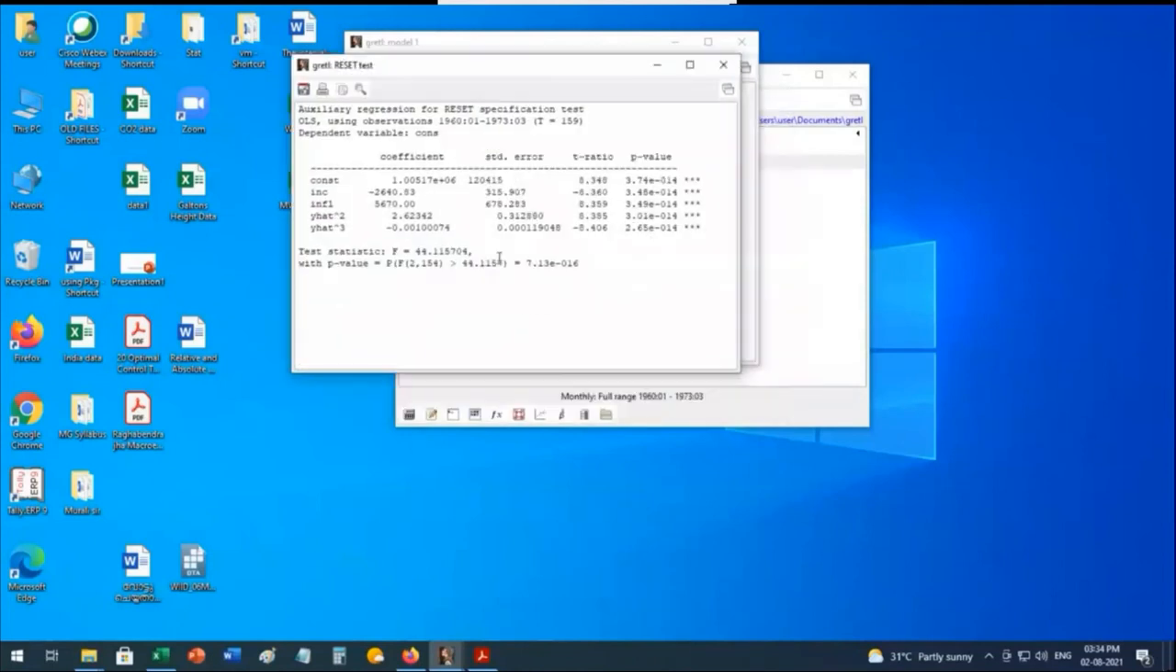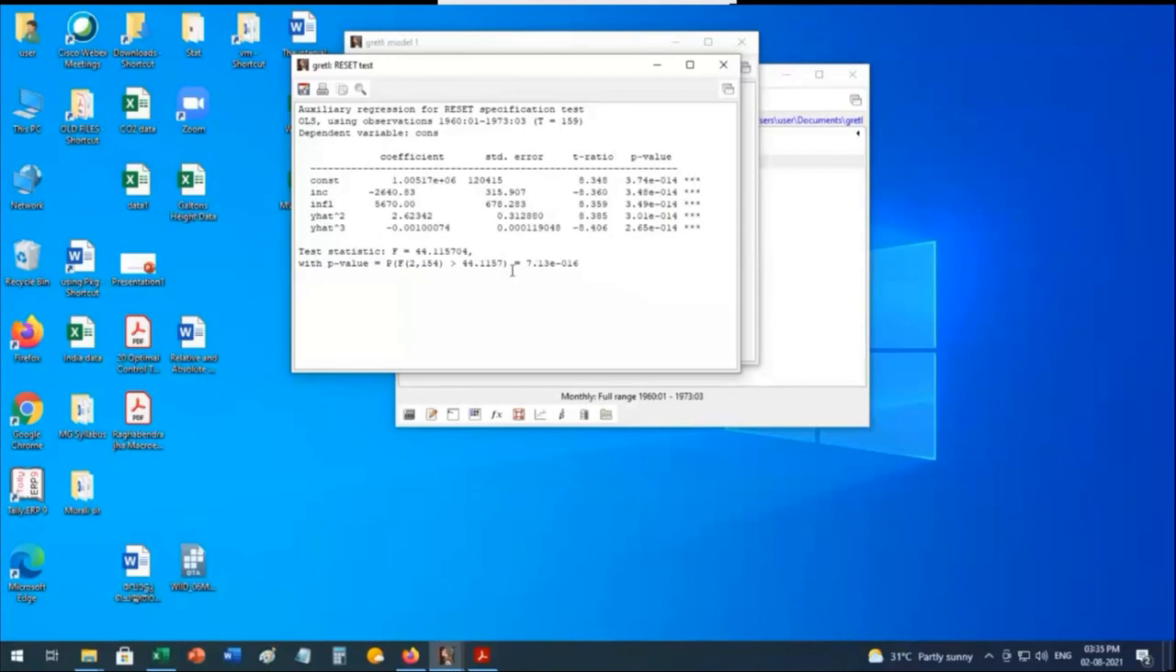See whether the p-value is greater than 5%. If the p-value is greater than 5%, then the model is not suffering from that particular problem. I told you, for all of our model adequacy tests, the p-value must be greater than 5%. If the p-value happens to be less than 5%, then the model is not adequate. So here, what do we find the p-value with our reset specification test?